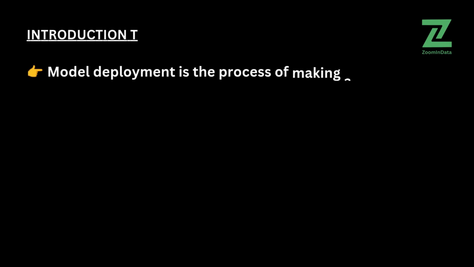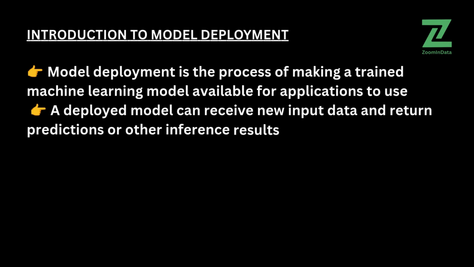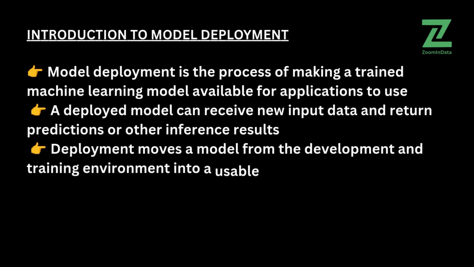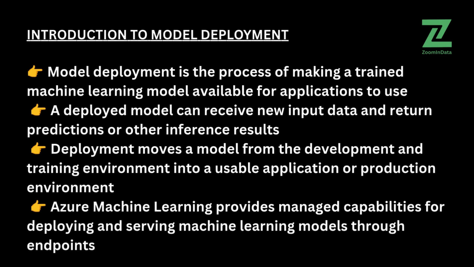Model deployment is the process of making a trained machine learning model available for applications to use. A deployed model can receive new input data and return predictions or other inference results. Deployment moves a model from the development and training environment into a usable application or production environment.